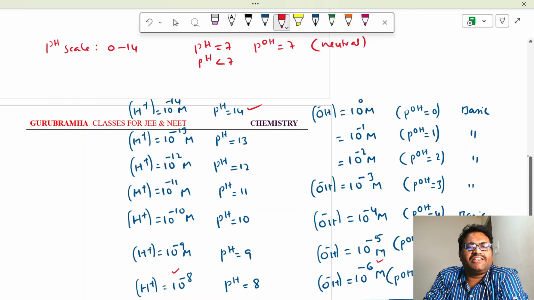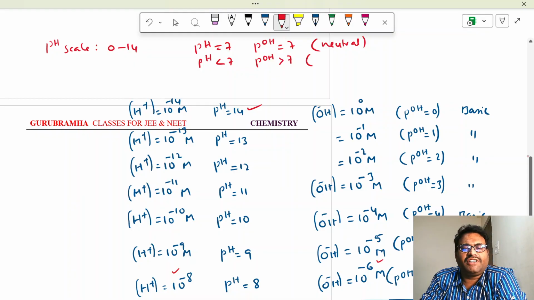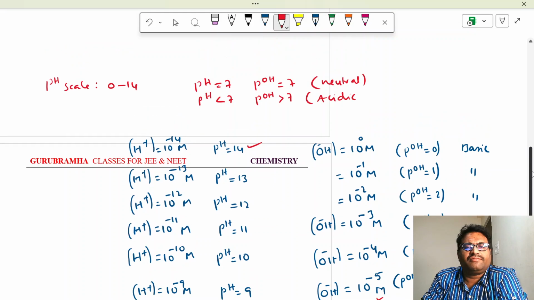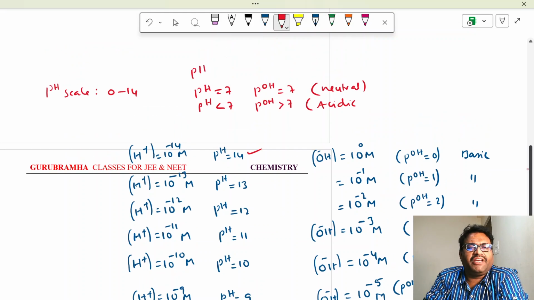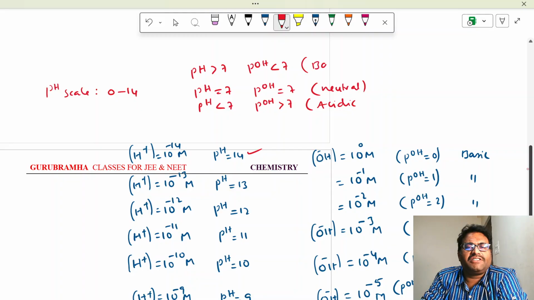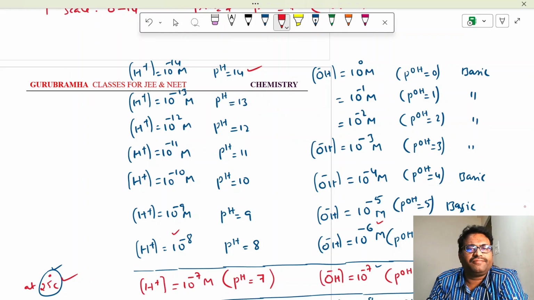pH less than 7, pOH greater than 7. What is that? pH less than 7, pOH greater than 7, acidic solution. Right. Next, pH greater than 7, pOH less than 7, that will be basic solution.